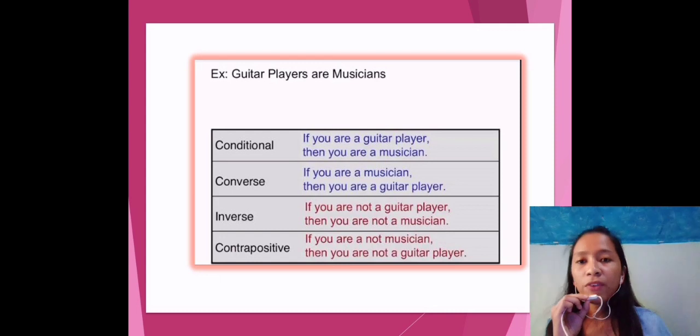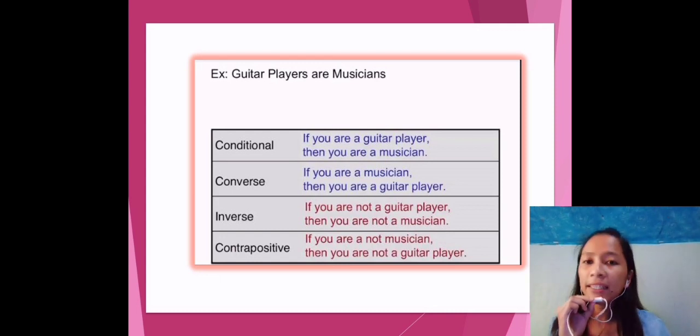Dito naman sa inverse, ini-negate lang natin siya pareho, hindi natin siya pagbabaliktarin, ini-negate lang natin. Ang magiging statement natin, if you are not a guitar player, then you are not a musician. So, ni-negate lang natin siya pareho, hindi natin siya in-interchange.